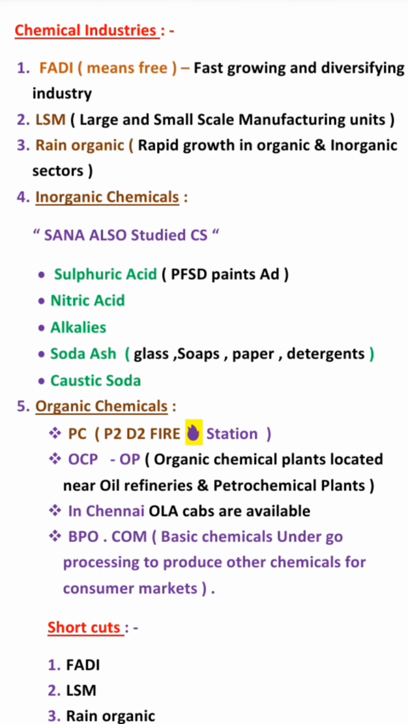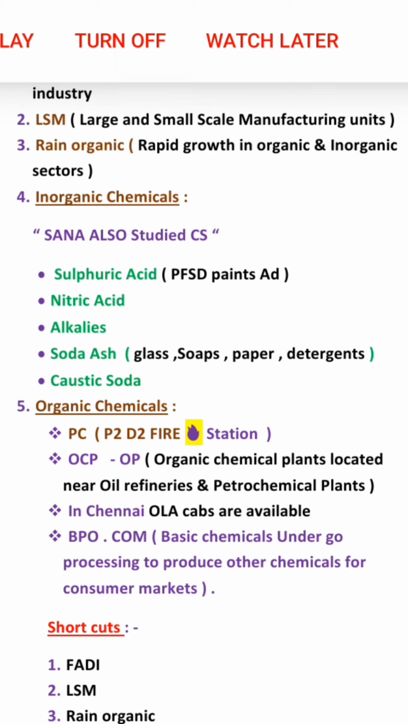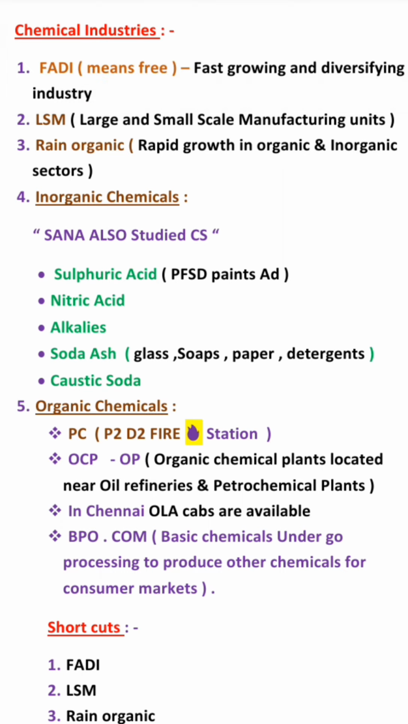Then RAIN ORGANIC, that is rapid growth is found in inorganic and organic sectors. Then there are two types of chemicals, inorganic and organic chemicals. Inorganic chemicals, that is SANA SO STUDIED CS. SA represents sulfuric acid, NA represents nitric acid, AL represents alkalis, SO represents soda ash. Then CS represents caustic soda.